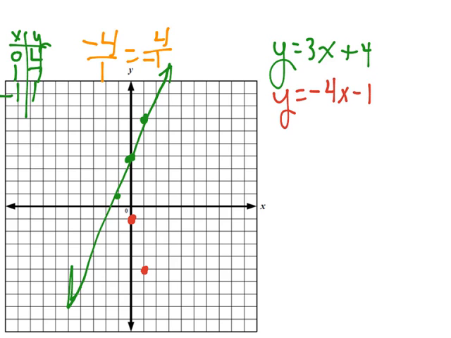And I could have gone using this second one. I could have gone up 4 and to the left 1. 1, 2, 3, 4, and to the left 1. Puts me right in about there. I know that's a big point. There we go. All right, so let's draw that line.